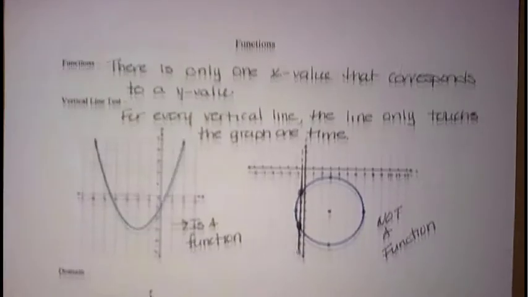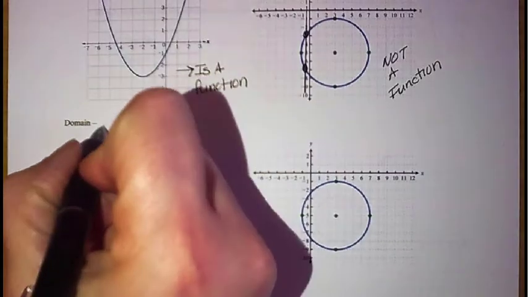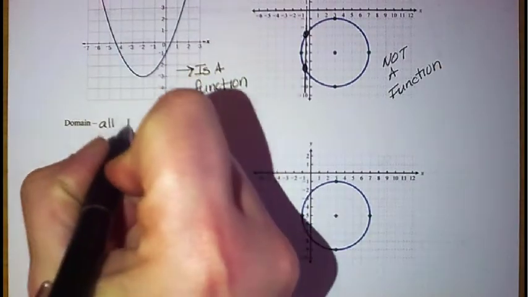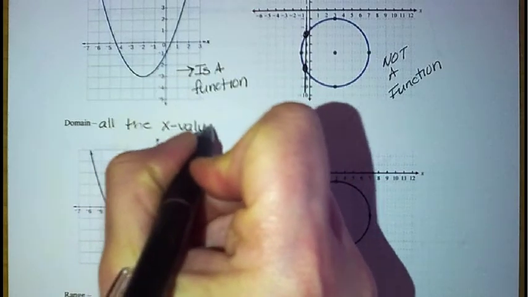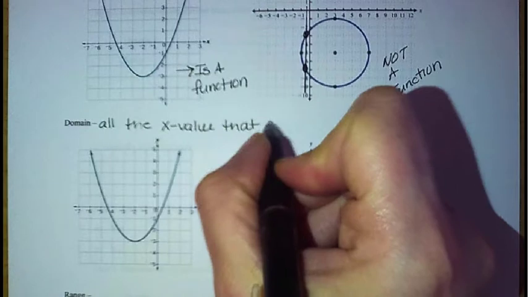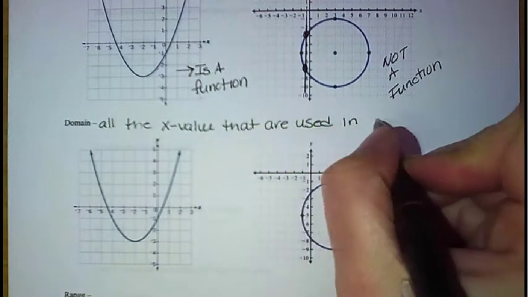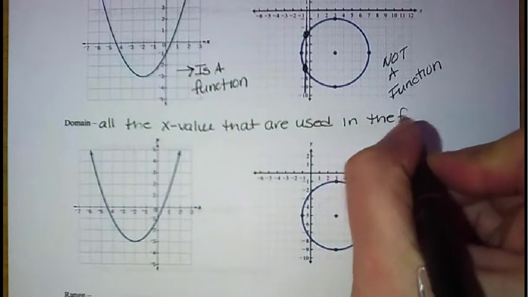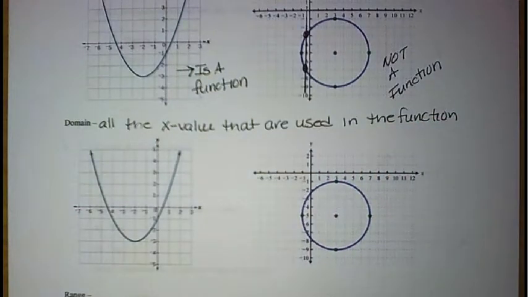So the next thing we're going to look at is the domain. So the domain is all the x values that are used in the function. And this is not technically a very mathematically correct definition, but it's the easiest way for me to talk about this.